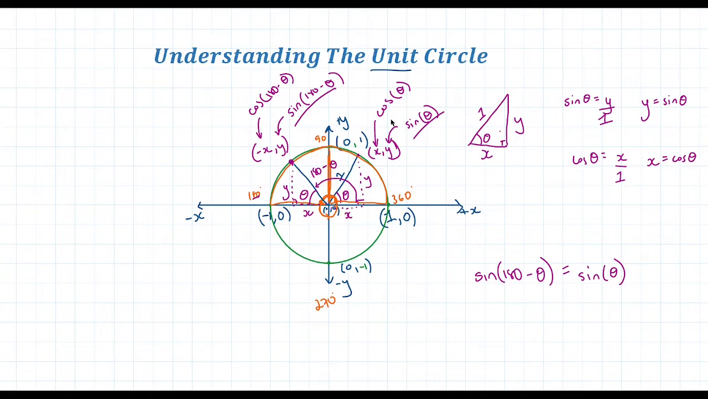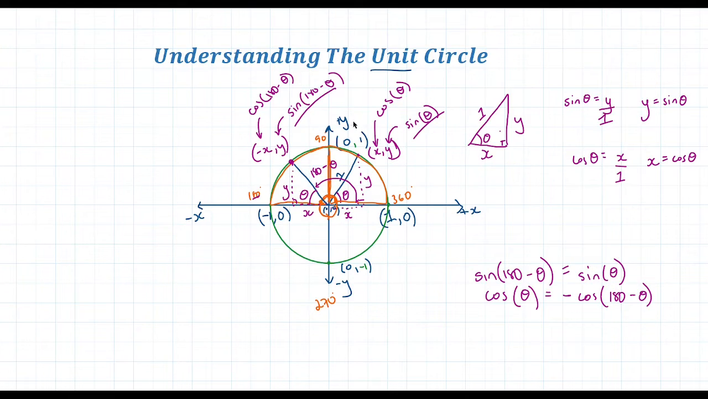And what we know for the cos is that cos theta is the same as negative of cos 180 minus theta. Because cos of 180 minus theta gives us negative x, but cos of theta gives us x.